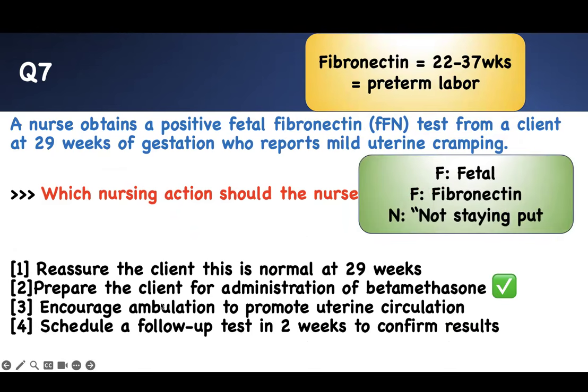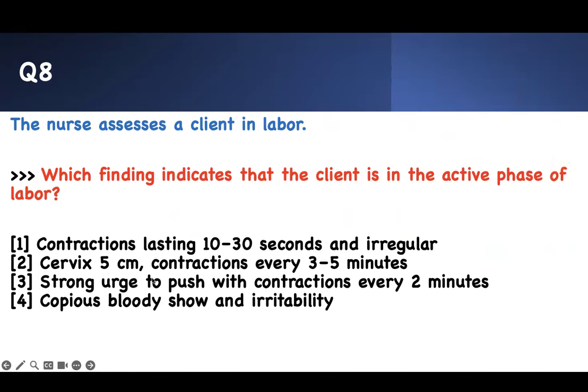If you want to know the mnemonic, I call it FFN: Fetal Fibronectin Not staying put. It does not want to stay put when the fibronectin is high. Fetal fibronectin is not staying put. FFN. That's your mnemonic. Number 8 done, 2 more.